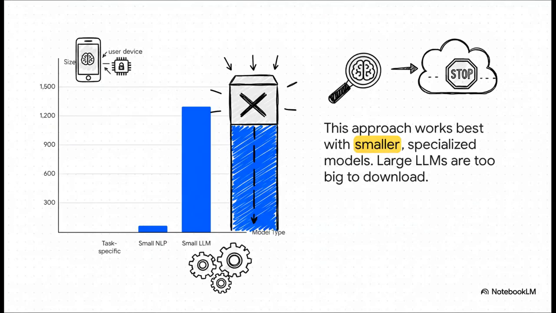Okay, the number one roadblock here, and it's a big one, is the size of the model. I mean, look at this. A tiny, super specific model, we're talking kilobytes, no big deal. Something like Distilbert, okay, that's about 67 megs. It's manageable, for a one-time thing. But then you look at even a small LLM like Gemma 2B, and you're talking over a gigabyte? No way. That is just way too big to ask a user to download. So this trick works best with small, focused models.